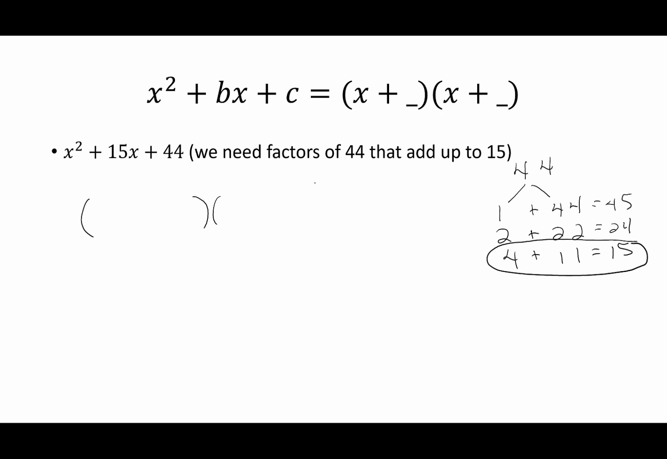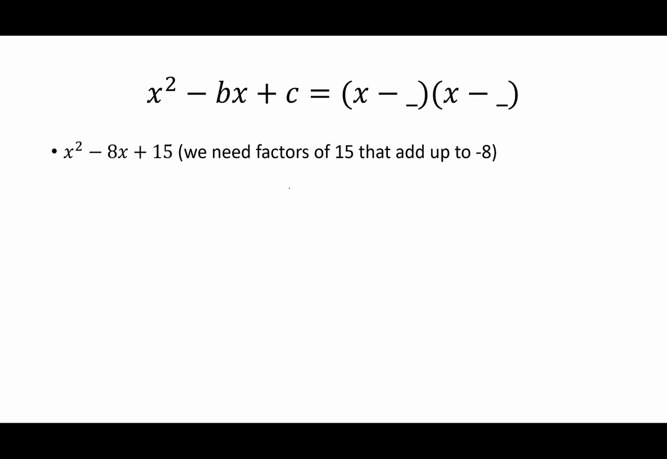So as I'm separating this out, I'm going to write x plus 4 and x plus 11. The order doesn't matter. You could write x plus 11 before the x plus 4, and you would get the same thing. So our second type is x squared minus bx plus c.